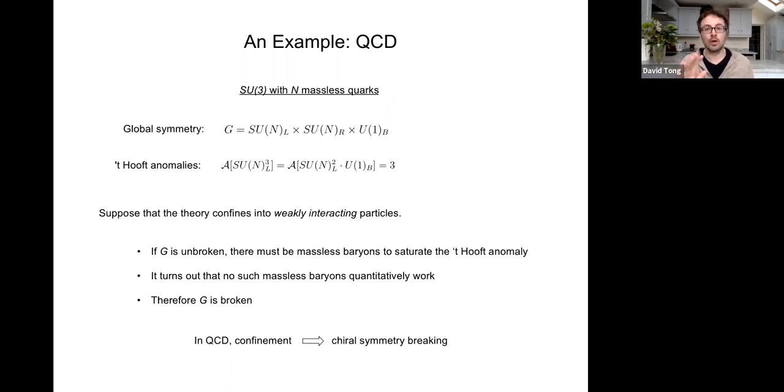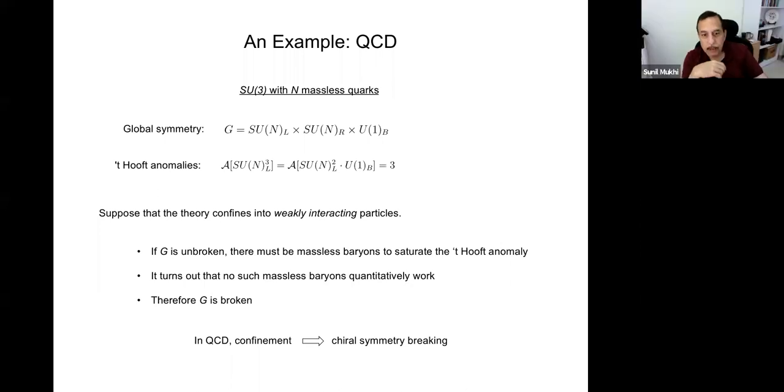As the talk goes on, we're going to see examples of different theories where you do in fact get massless composite fermions in the infrared. That's going to be important for what I have to say. All right, are there any questions about this? It's hopefully familiar to many of you. It's sort of standard quantum field theory law.